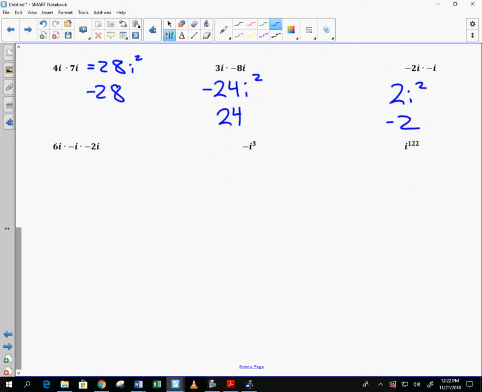6i times negative 2i. Negative 12i cubed. When people see an i cubed, their mind starts to melt and they start to get frustrated. So write it as negative 12i squared times i. Yes, thank you, sorry. So if we have 12i squared times i, what is 12i squared? Negative 12. So this comes out to be negative 12i.